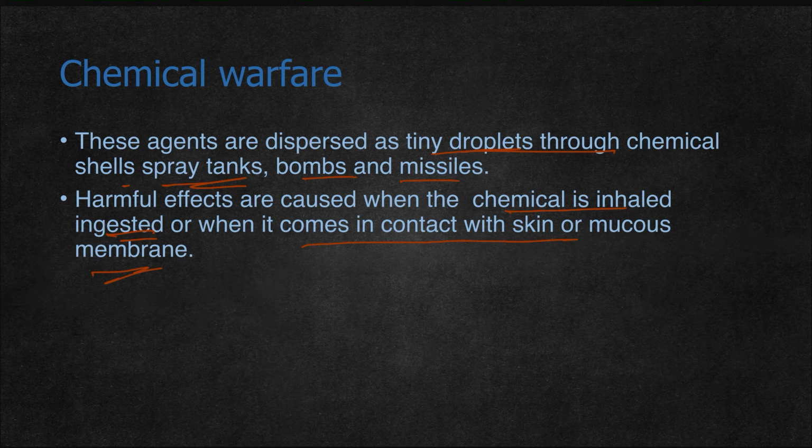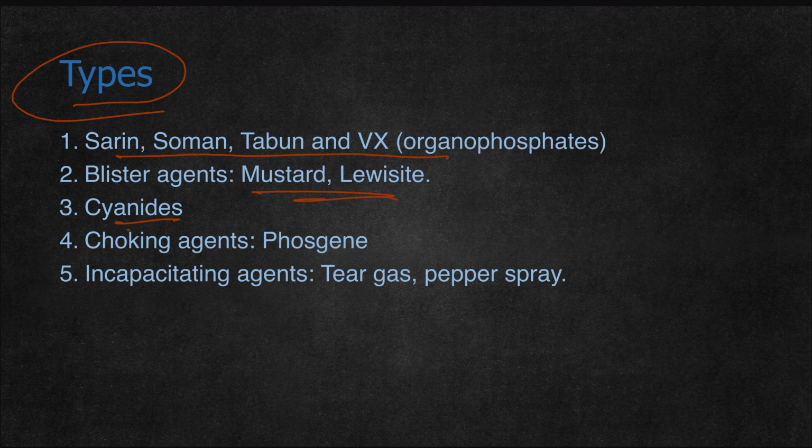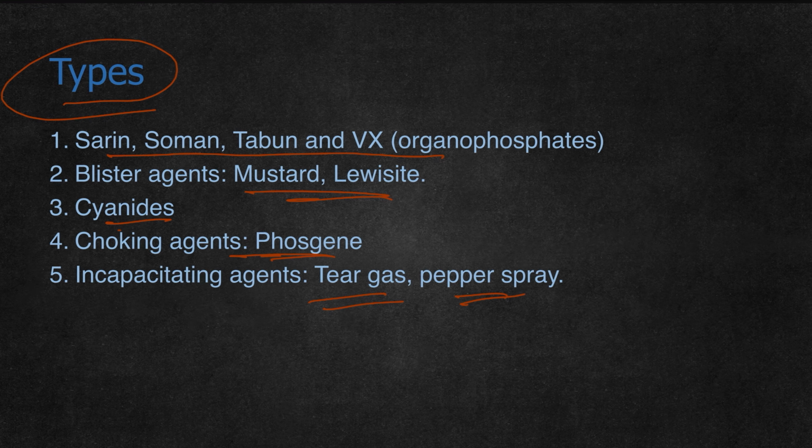Types: there are different chemicals, like asphyxiants and the different groups I mentioned, like lacrimators and nerve gases. Examples include sarin, soman, tabun, which are organophosphates; blistering agents like mustards or lewisite; cyanides, hydrocyanic acid, a group of compounds which causes paralysis; choking agents like phosgene; incapacitating agents like tear gas or pepper spray. Then some other compounds include ammonia, chlorine, arsine, hydrogen sulfide, sulfur dioxide, phosphine, and others. All these compounds can also be used in chemical warfare.